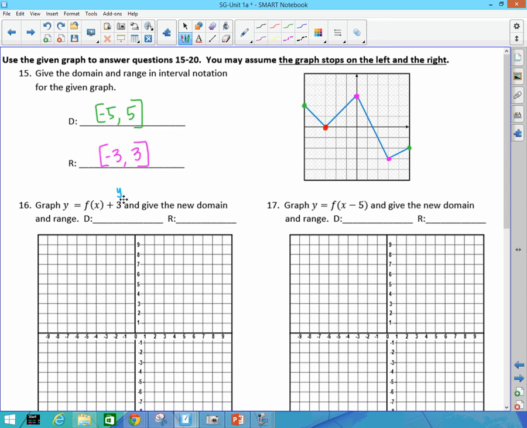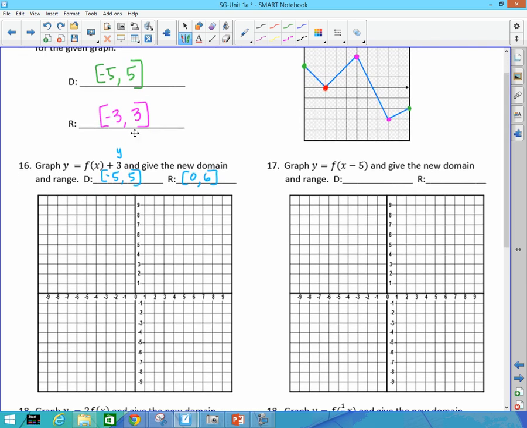If I add 3, it affects the y. My domain doesn't change. So that's -5 to 5 because it's not going to change. And what am I going to do to each y value? I'm going to add 3 to it. So -3 plus 3, 3 plus 3. So you've got that part answered.